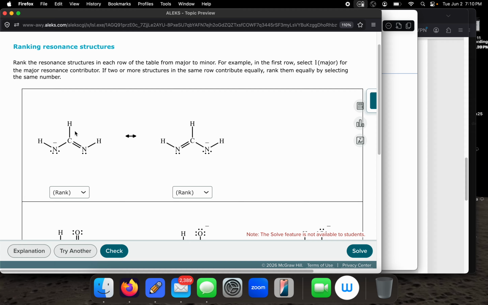Let's go through our rules. This has a full octet. This has a full octet. This has a full octet. That has a full octet. I can see them. And it looks like the nitrogen's the same. So I'm going to say that's major, and that's also major.